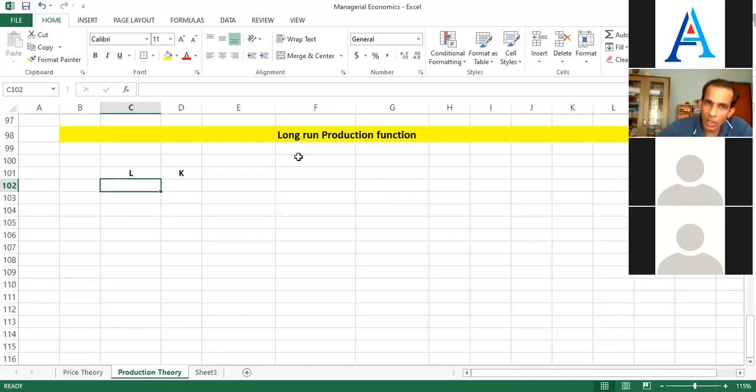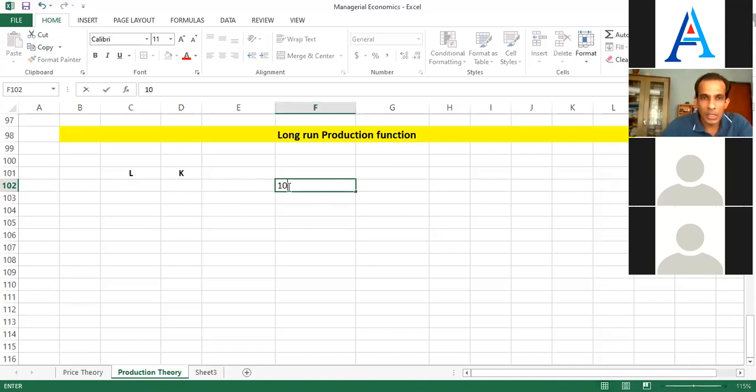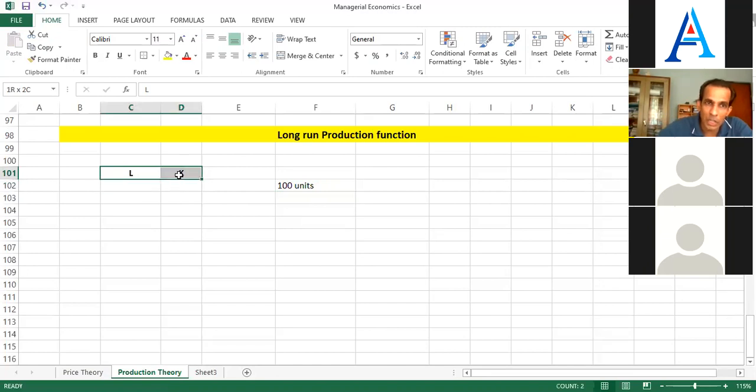Here, in order to analyze this, one very important curve is used, the isoquant. So that is known as the isoquant. We'll see the meaning of that. For example, suppose a particular firm is planning to produce a certain level of output, say 100 units. To produce 100 units, they can change both labor and capital.